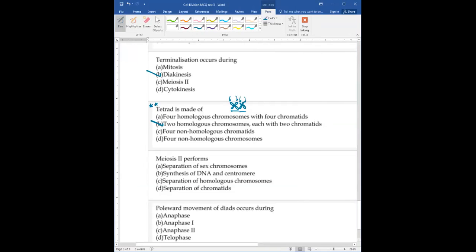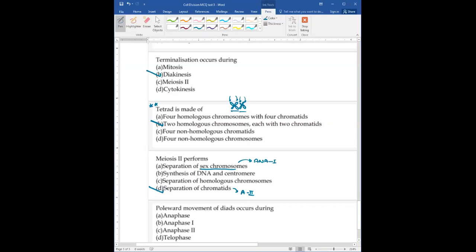Next one, I want an answer from Zui. Zui, meiosis 2 performs... Meiosis 2. Very nice. Everybody is giving me the right answer. It is separation of chromatids. Guys, remember, separation of sex chromosomes happens in anaphase 1. Okay, don't mark this thing. Separation of chromatids is going to be in your anaphase 2.